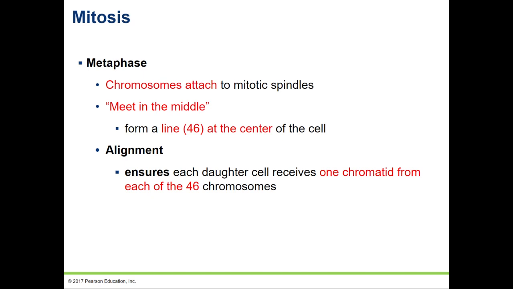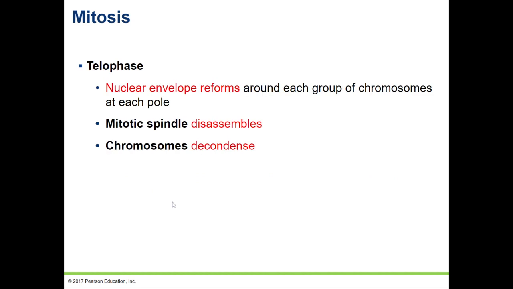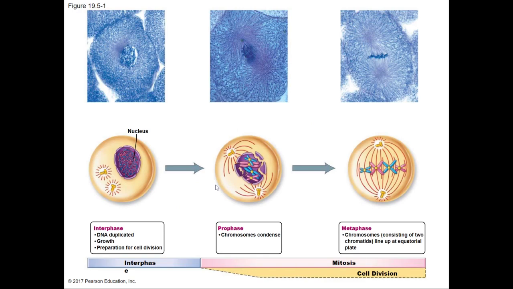In the next phase, which is metaphase, we're going to have those mitotic spindle fibers reaching out and attaching to the chromosomes. The chromosomes are going to line up in the middle of the cell, and then they are going to be separated during anaphase. During telophase, we have the reforming of the nuclear envelope, the mitotic spindle apparatus disassembles, and then the chromosomes can actually decondense and go back to being available for gene expression.